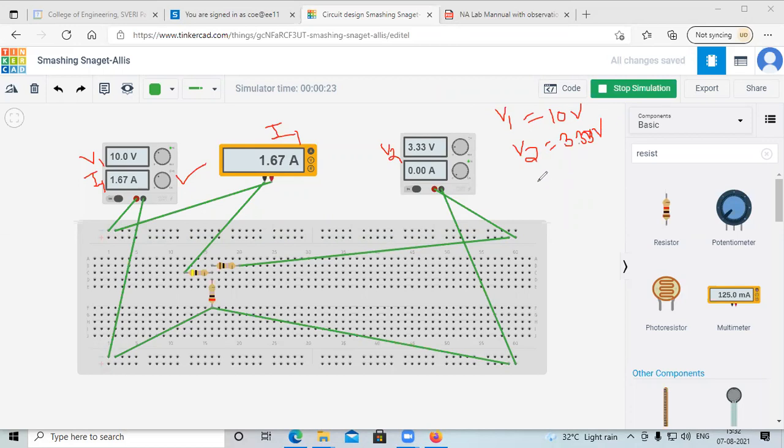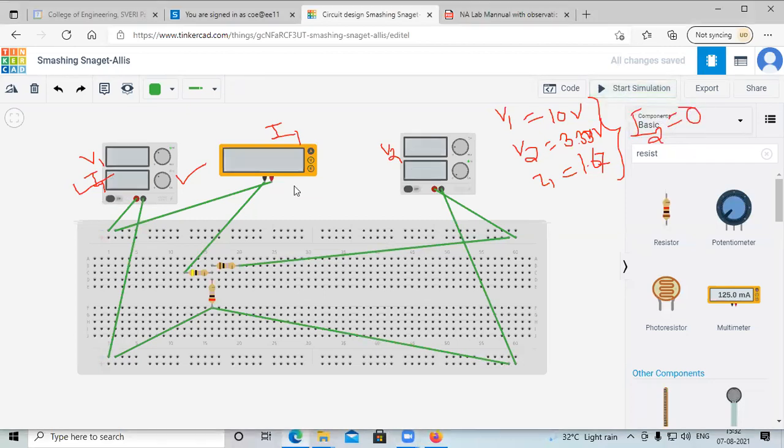3.33 volt. And I1 is equal to, see, we don't even need to connect a multimeter for I1, I1 is already shown here. So I1 is equal to 1.67. Okay, so this is the reading when I2 is equal to 0. Now we will put I1 is equal to 0.